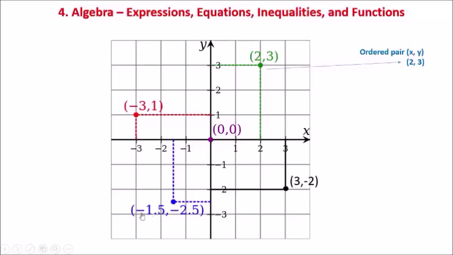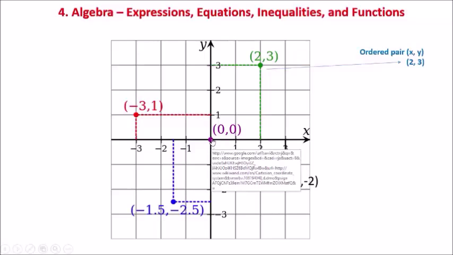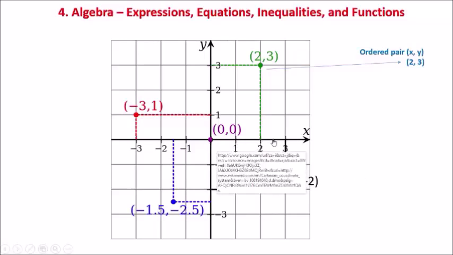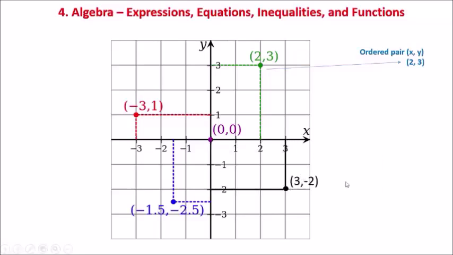And then let's say the point (minus 1.5, minus 2.5). That means from the origin it's minus 1.5 in x, so in the x direction you go left 1.5, and then you go down 2.5 in the y direction. Minus 2.5 in y means you are going down 2.5, okay? And then you've got a point (3, minus 2). So from the origin you go 3 units to the right because x equals 3, and then y equals minus 2, so you come down 2 units, okay?